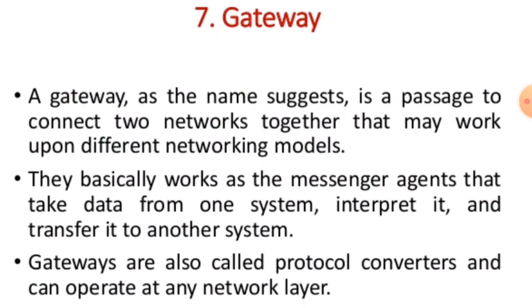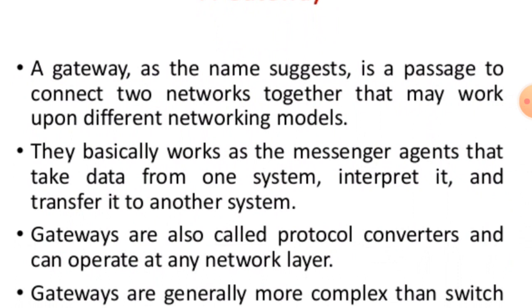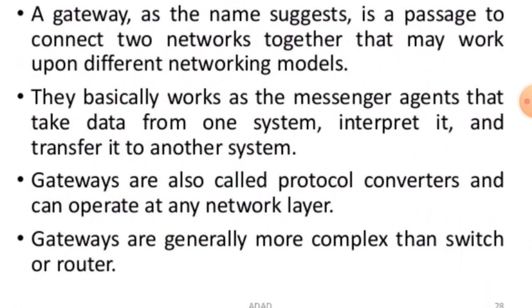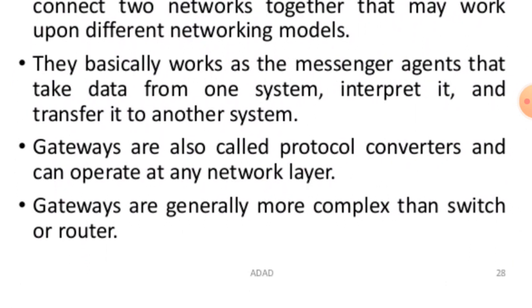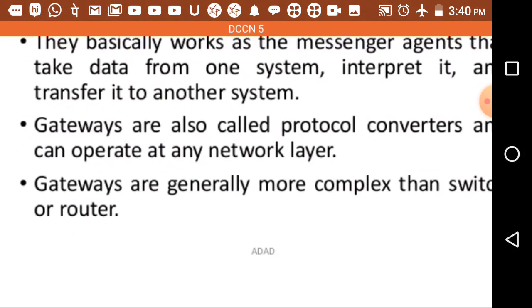Next network device is gateway. A gateway, as the name suggests, is a passage to connect two networks together that may work upon different networking models. They basically work as messenger agents that take data from one system, interpret it, and transfer it to another system. Gateways are also called protocol converters and can operate at any network layer. Gateways are generally more complex than a switch or router.